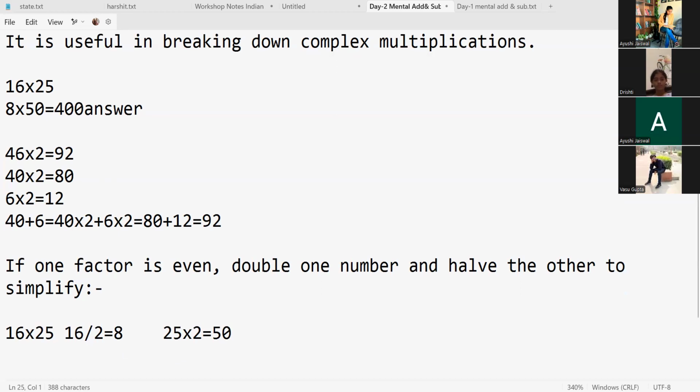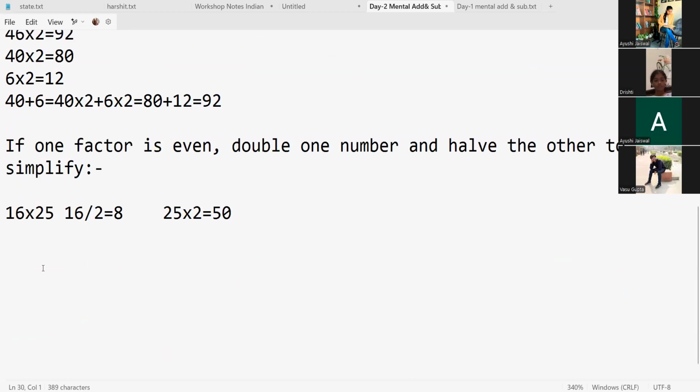For example, just wait. I'm doing some questions for you. Then you can solve and give me the answer. Solve this question. 47 multiplied by 2.